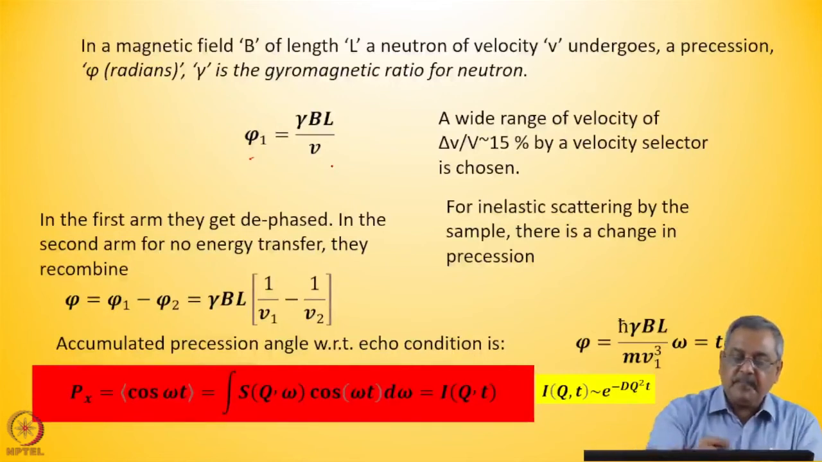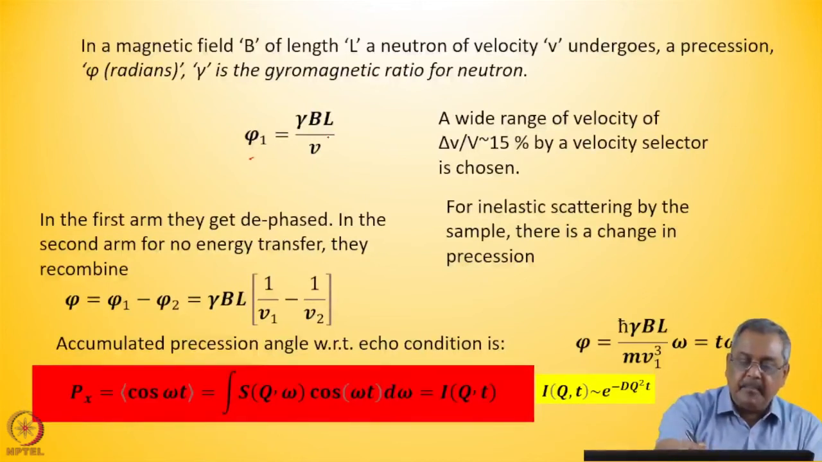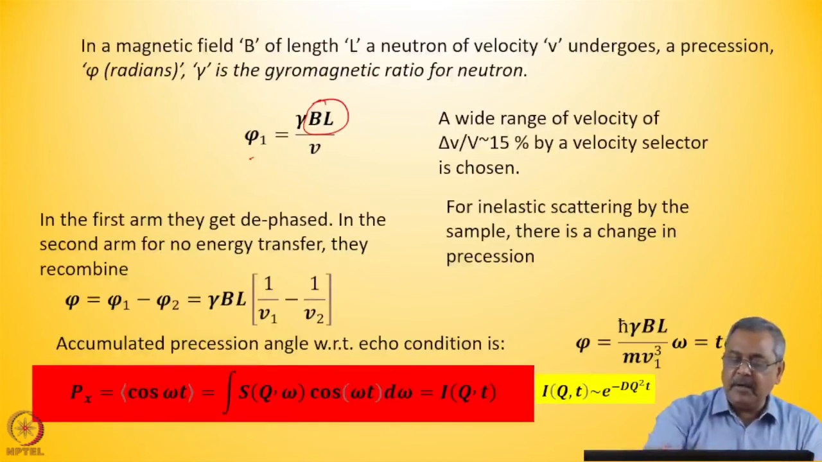If the velocity is v, then L by v is the time it spends, and gamma is the gyromagnetic ratio for neutrons. Then gamma B L by v, this gamma B t, is basically the precession that a neutron undergoes for spending time t in the field path, in the field B into L. Now this velocity has a wide distribution, and if the outgoing velocity is V2, then the two neutrons get dephased with respect to each other because of different precession angles, and the dephasing I can write down as gamma BL (1 by V1 minus 1 by V2).